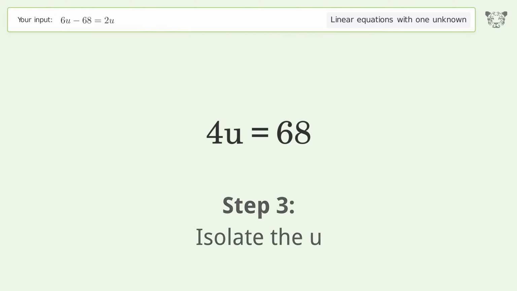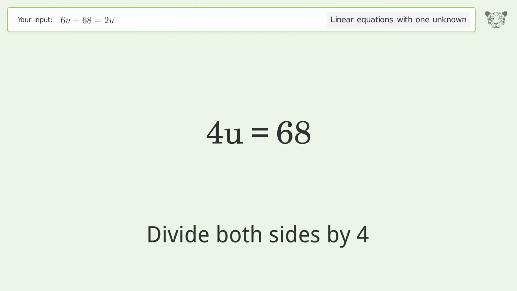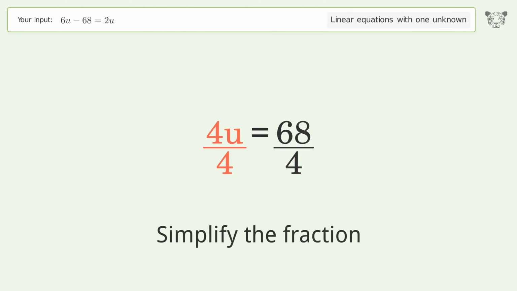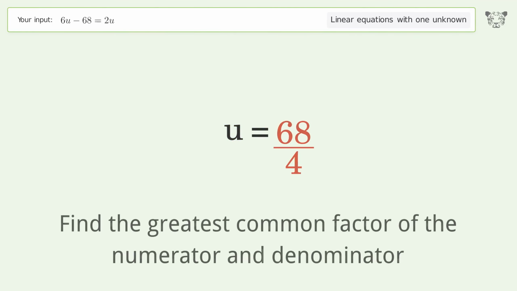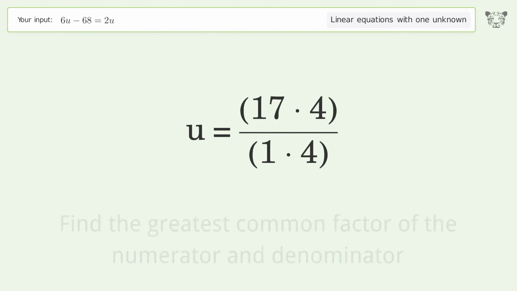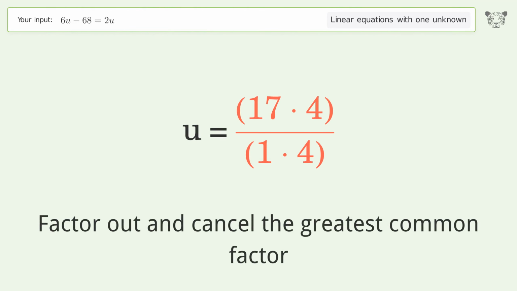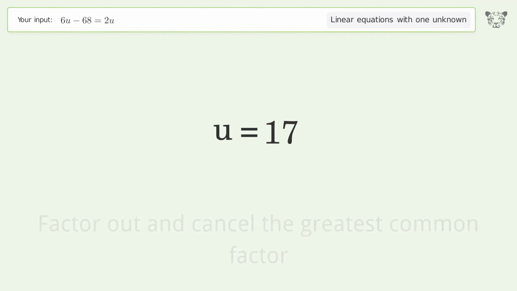Isolate the u. Divide both sides by 4. Simplify the fraction. Find the greatest common factor of the numerator and denominator. Factor out and cancel the greatest common factor. And so the final result is u equals 17.